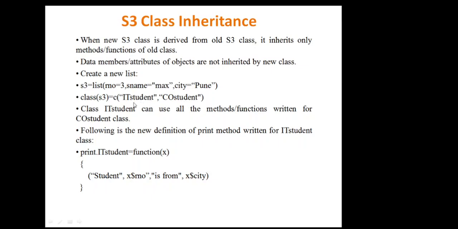So here IT student is the name of the new class and we are assigning that class to the S3 object, and CO student is the name of the old class, or the parent class, from which we are going to inherit all the functions. Now here, see, we have created a print function for CO student, we have created a create object function for CO student.